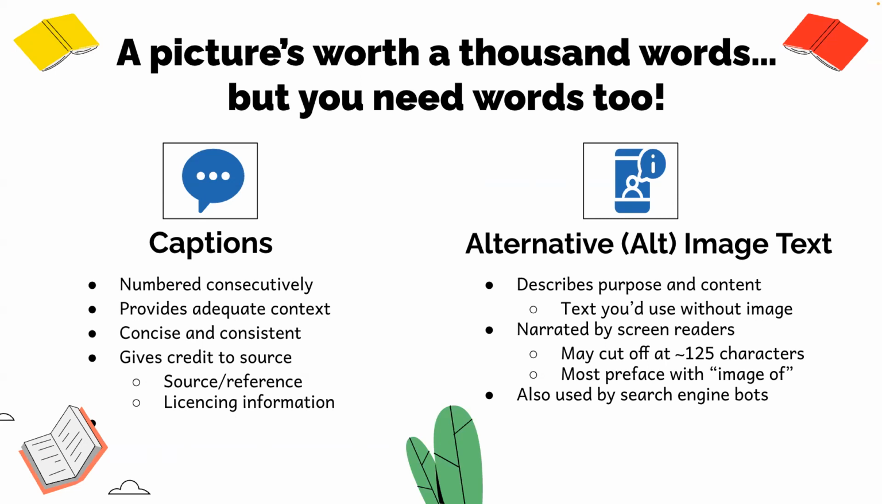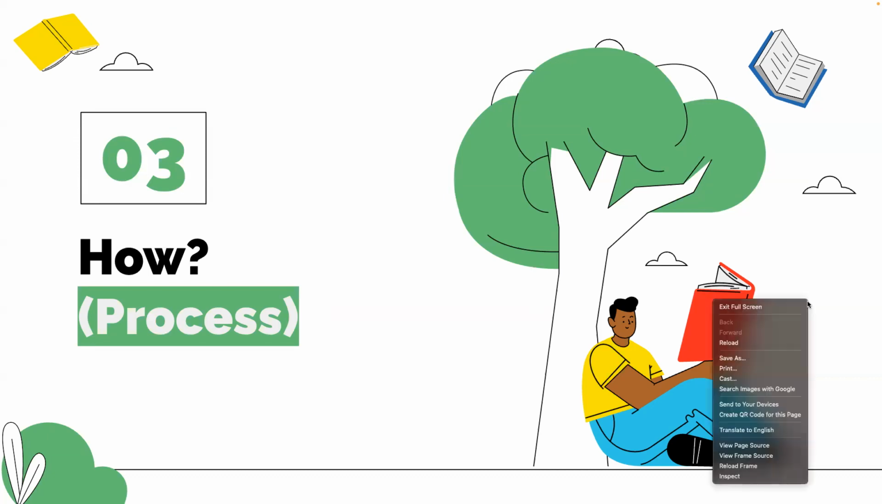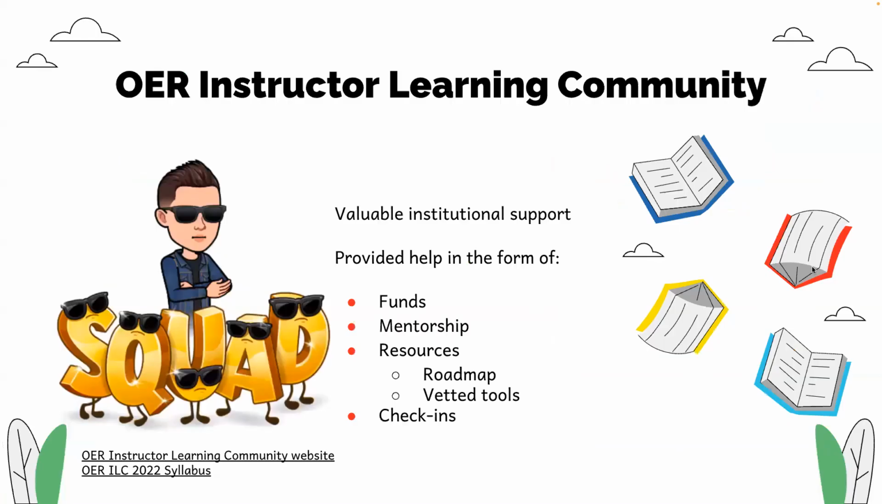And we know that screen readers usually say "image of," so making sure to keep that out of the alt text. Beyond screen readers, alt text is used by search engine bots to find your content and mark it as relevant for a search. So how did I go about doing this with my undergrads? Again, we're just going to skim the surface, so I'm happy to discuss more.